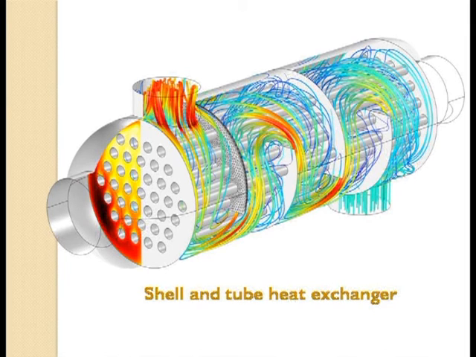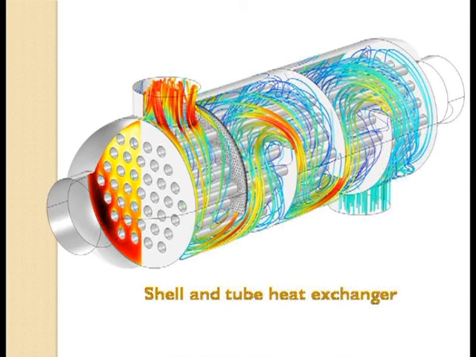Now let's see, this is very simple. You might have seen in many places the shell and tube heat exchanger. It has a large number of tubes, as you can see on this side, and they are placed in an enclosure, and inside the enclosure, in between the enclosure and the tubes, you have the other fluid.